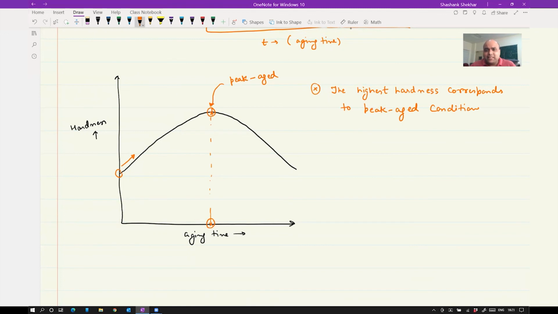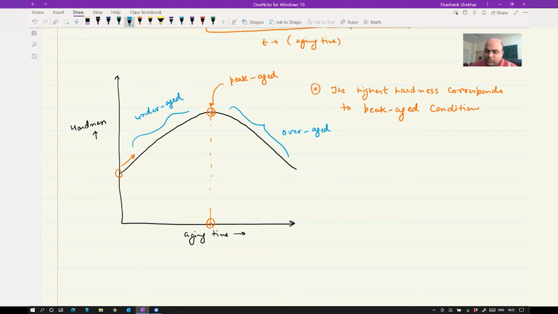And the name itself suggests, isn't it? Peak aged, the peak of a mountain, so this is called the peak aged condition. Now below peak aged, we have underaged. So this whole region here will be called underaged. It has not reached the peak aged level yet. Above peak aged, if we age the sample to a time which is more than the peak age condition time, we call it overaged. You have aged more than what is required, so you have overaged the sample.